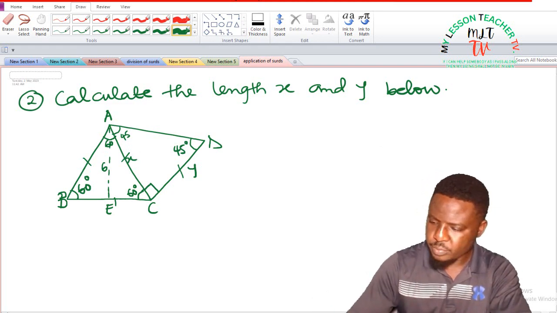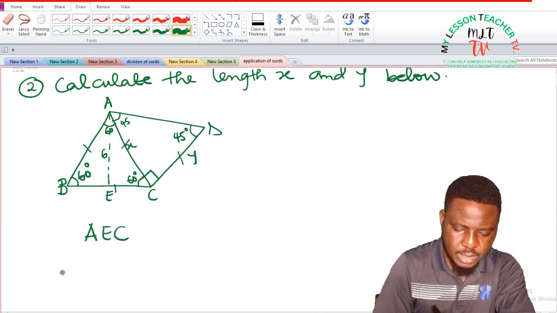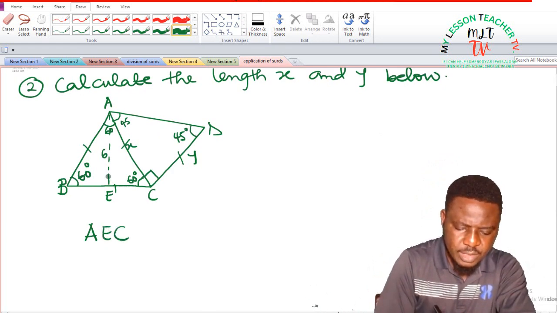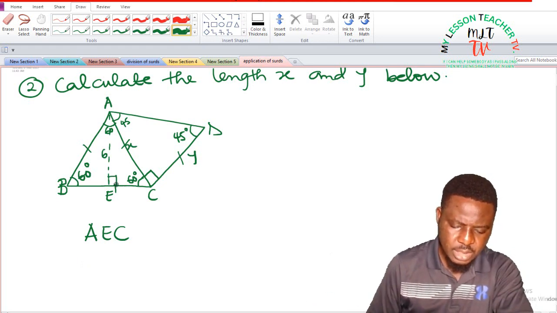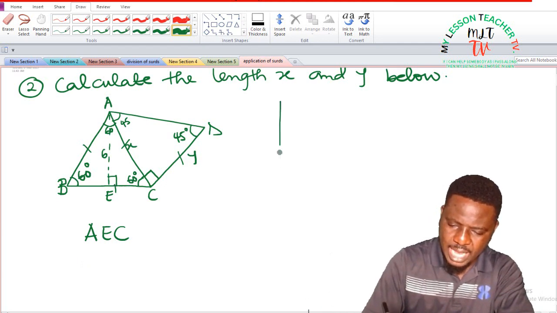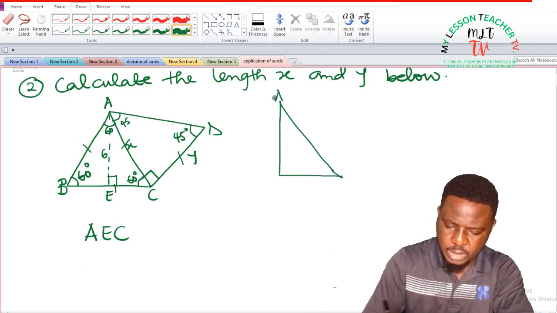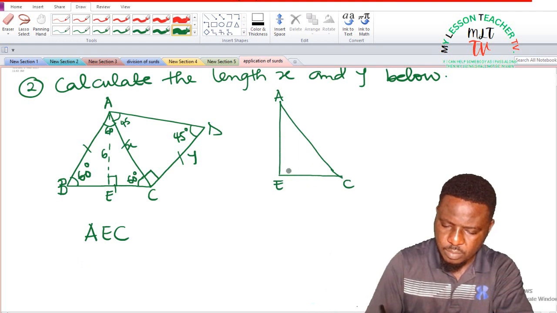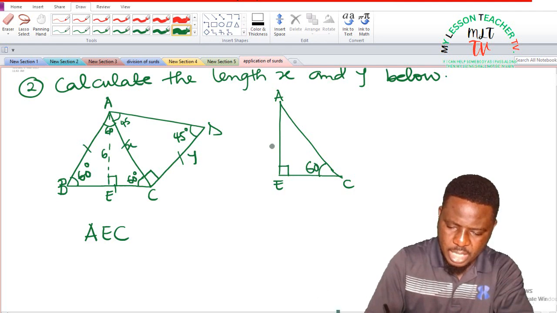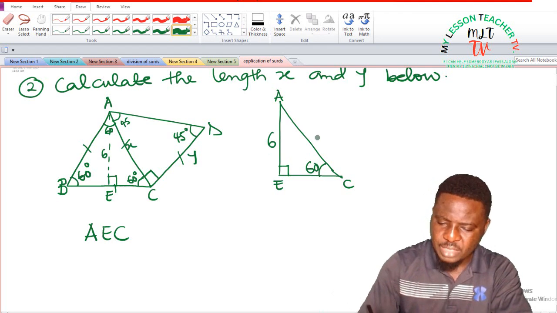If you consider triangle AEC, we have it that this is a perpendicular, that means this is 90 degrees. If I should cut AEC out, it gives me something like this. This is AEC, where this is said to be 90 degrees and this is 60 degrees, while AE is said to be 6. So I'm asked to find X, where X is said to be the hypotenuse.